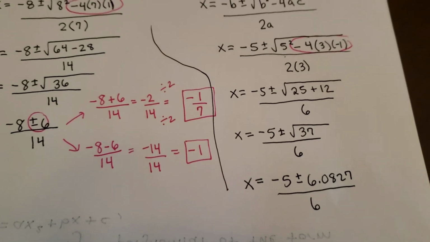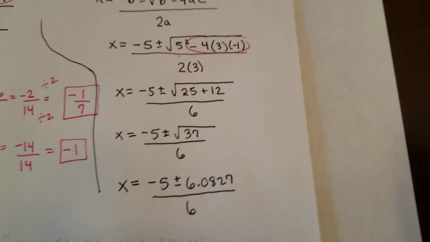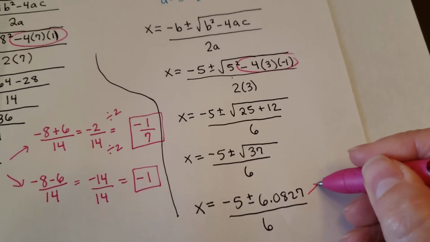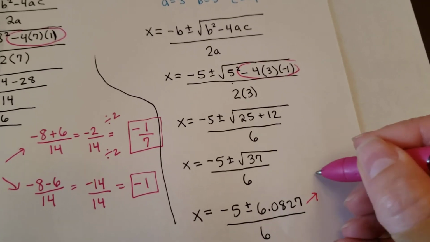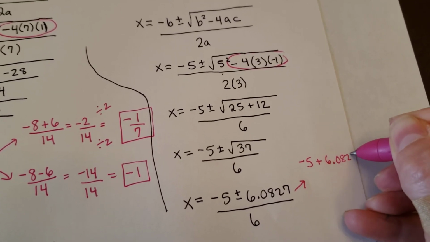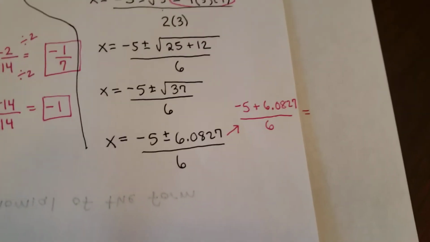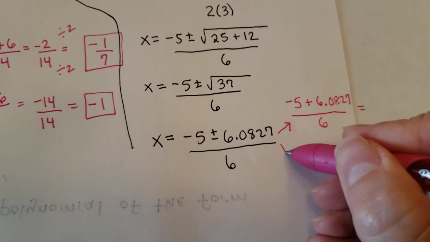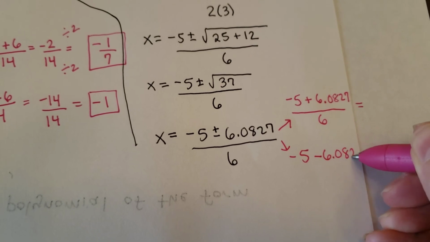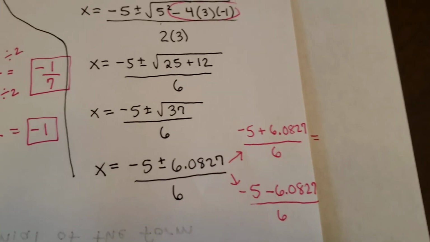Just make sure that when you're doing that, you push the buttons correctly into the calculator. So the first term we'll use the positive. So a negative 5 plus this 6.0827 over 6, and then we'll compute that, and then do the negative of it. So negative 5 minus 6.0827 over 6. Let me go ahead and work that out.